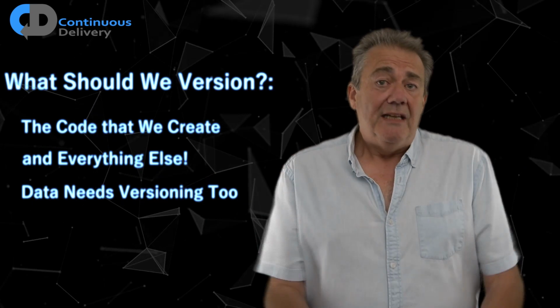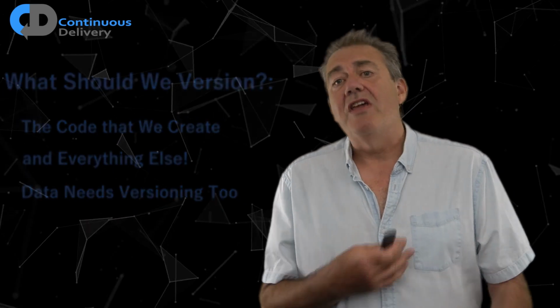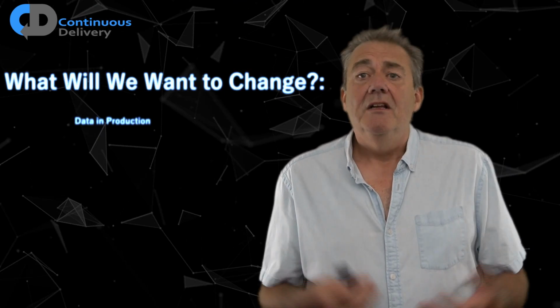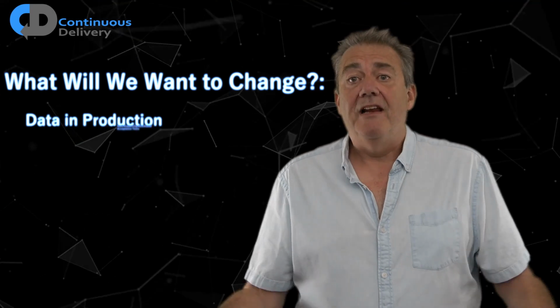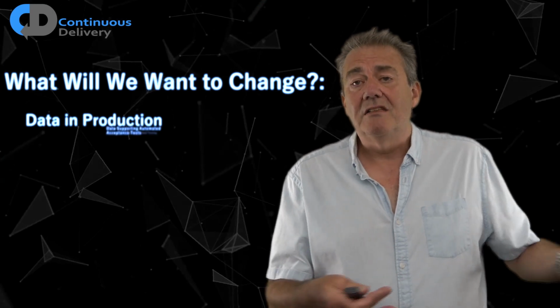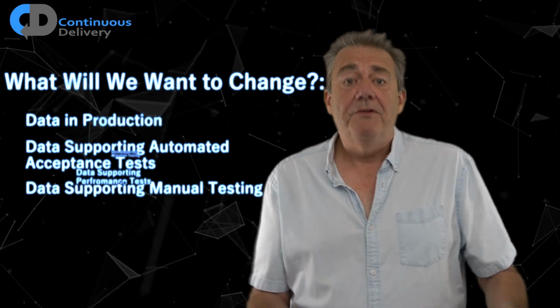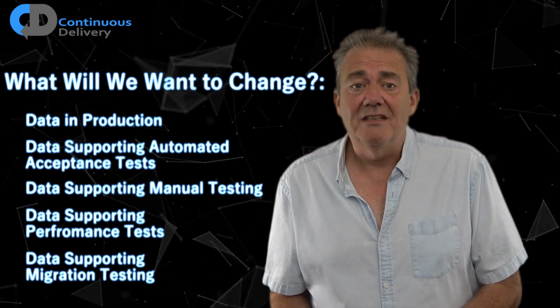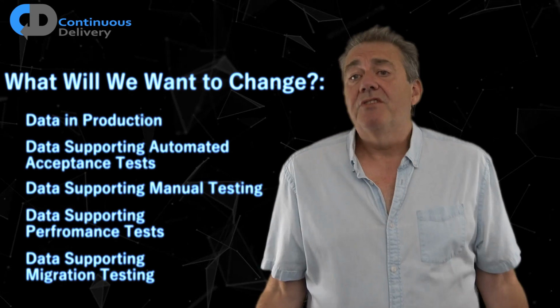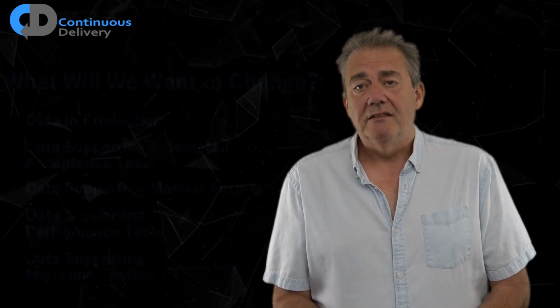So, in the context of data, it's worth thinking about what sorts of data we might want to be able to change. The data in production, fairly evidently, but also the data that supports automated testing, the data that supports manual testing, performance testing, migration testing. So where do we start with all of these things? I think thinking from the perspective of the data in production is a good starting place, and the other things will to some extent flow from there.